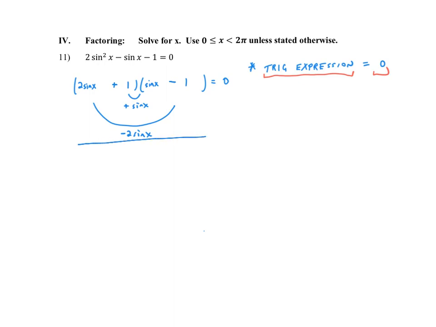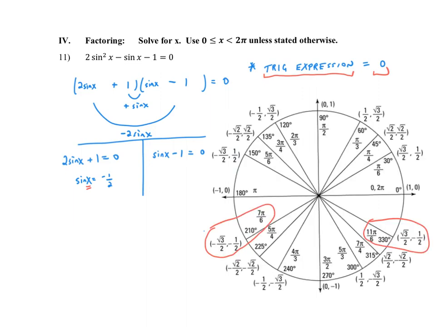Tea time! Set your factors equal to 0, and now we can solve for x on both sides. Over here, subtract 1 and divide by 2 to get sine of x is equal to negative 1/2. Now we're looking for the angles where the sine value is negative 1/2. Those angles are 7 pi over 6 and 11 pi over 6.